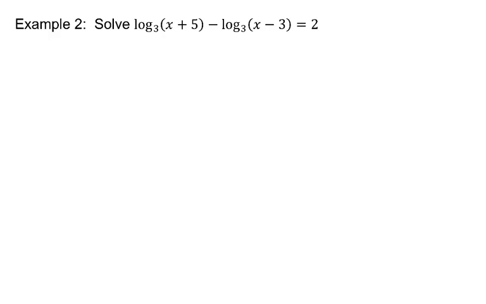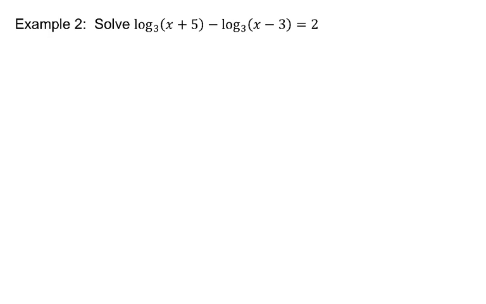Here's another example, and there's a couple things to point out. First of all, on the left side, we have a subtraction of logarithms instead of an addition. And on the right side, there's not a logarithm at all. My goal was to have a single logarithm on each side of the equation with a coefficient of 1, and there's no logarithm on the right at all. There's several ways that this particular issue can be handled.